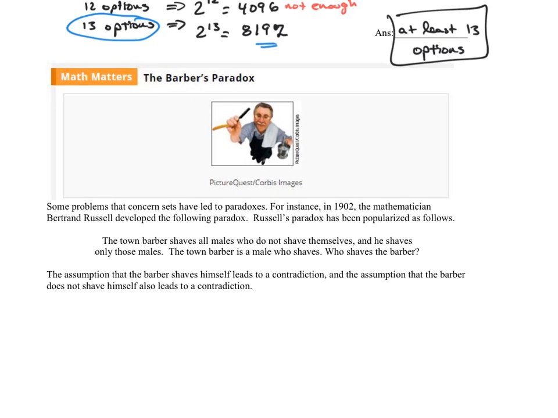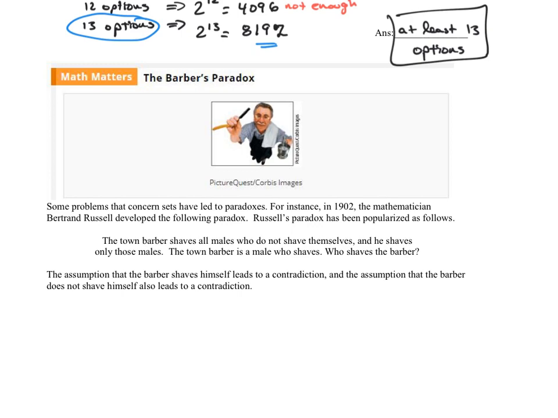I just love messing with my students in class at this one. It's called the Barber's Paradox, and it came from something else and turned into this. In fact, let's read this. It says, some problems that concern sets have led to paradoxes. For instance, in 1902, the mathematician Bertrand Russell developed the following paradox. Russell's paradox has been popularized as follows. So this is an easier to understand version of the paradox.